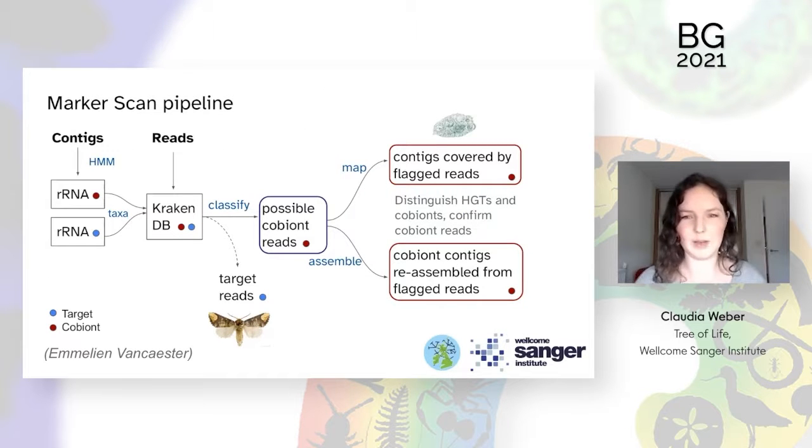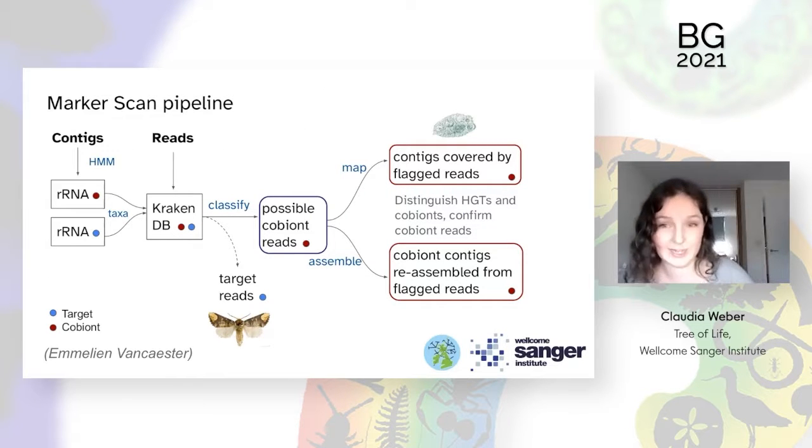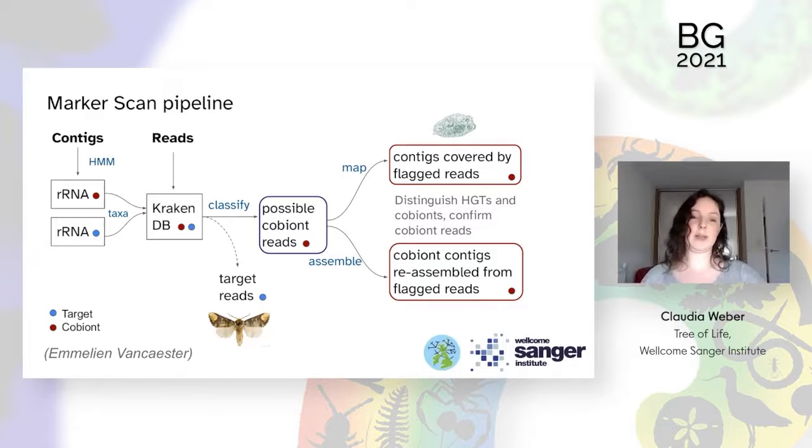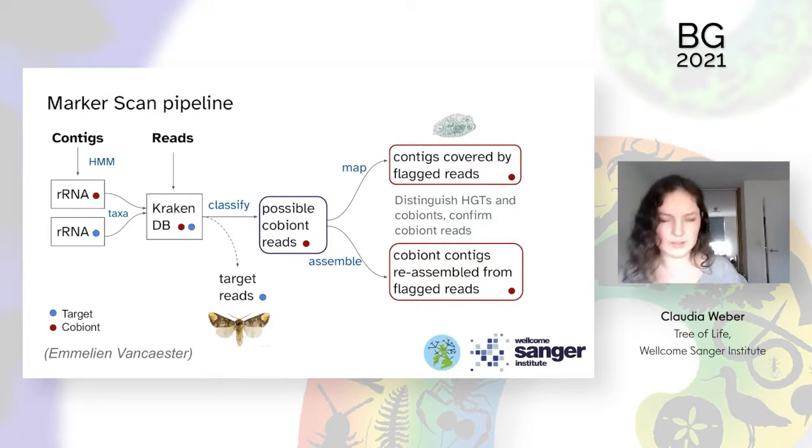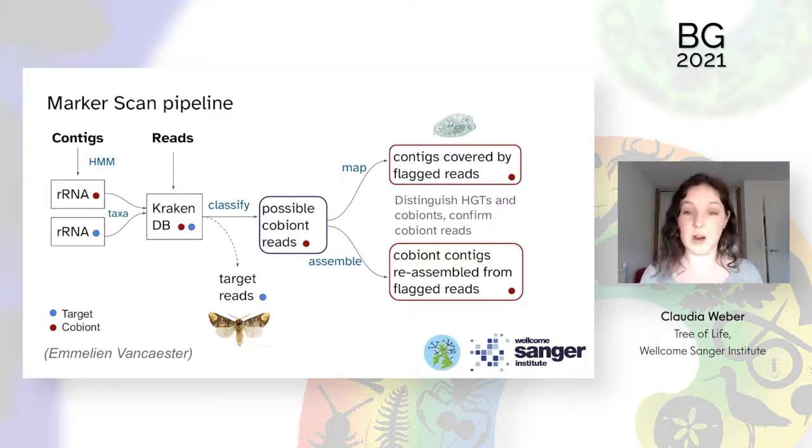The marker scan pipeline, which was set up by my colleague Emmeline, works by taking the contigs and applying a hidden Markov model to them. And that pulls up the ribosomal RNAs, which are quite conserved, so they've been quite well sequenced. And those are then used to get an approximation of which taxa are in the mix. This information is then used to make a custom Kraken database that allows us then to classify the reads and split the target, say the moth, away from its covariant.